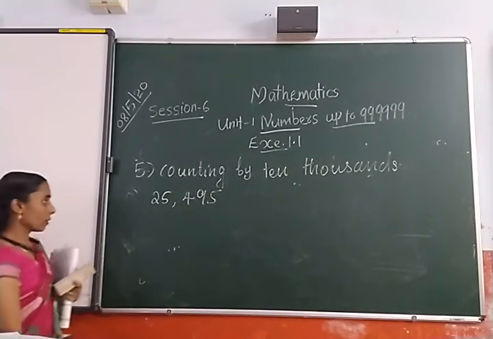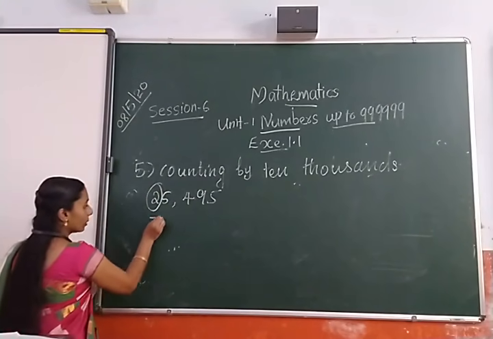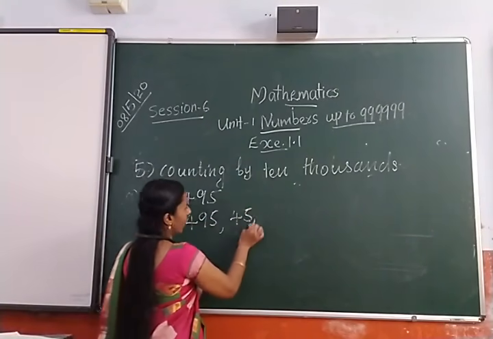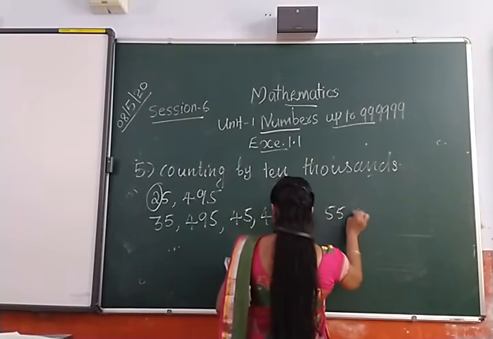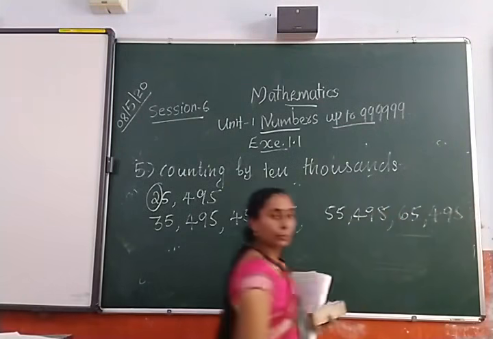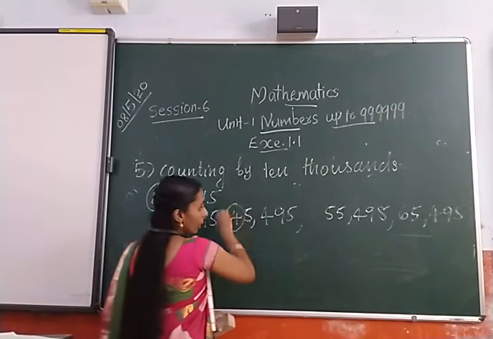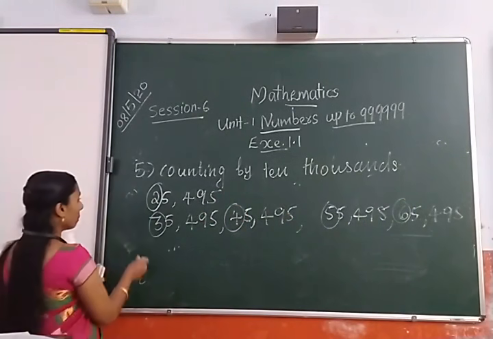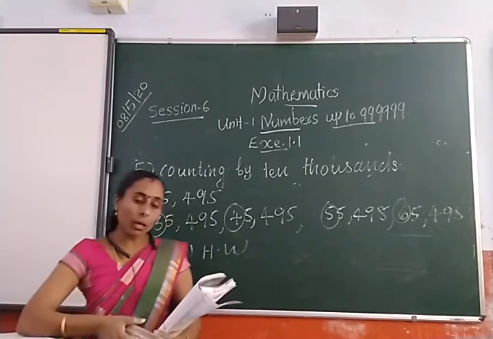Counting by 10,000s. 25,495. Which place will change? The 10,000s place. So 35,495, 45,495, 55,495, 65,495. It will change only in the 10,000s place, changing into 3, 4, 5 and 6. Okay? Then question number B and C, that is your homework.